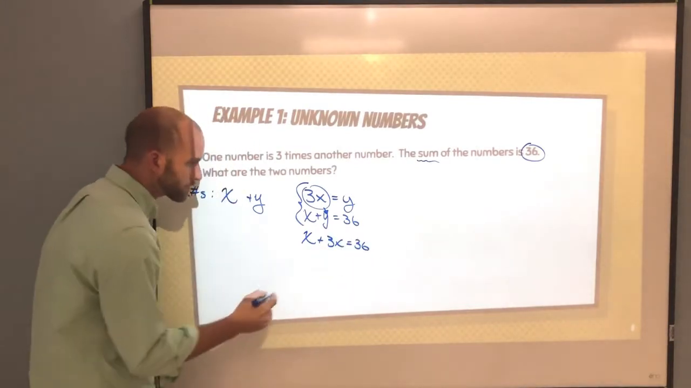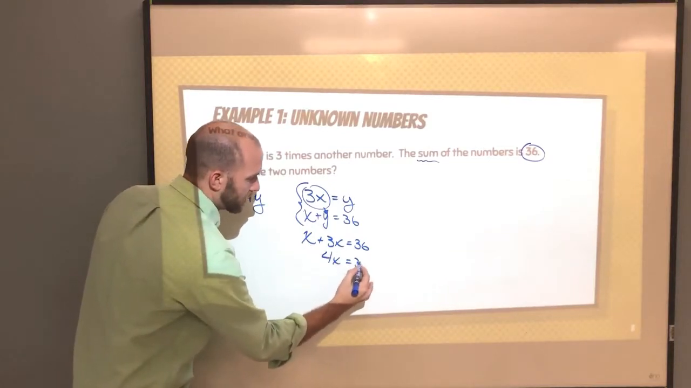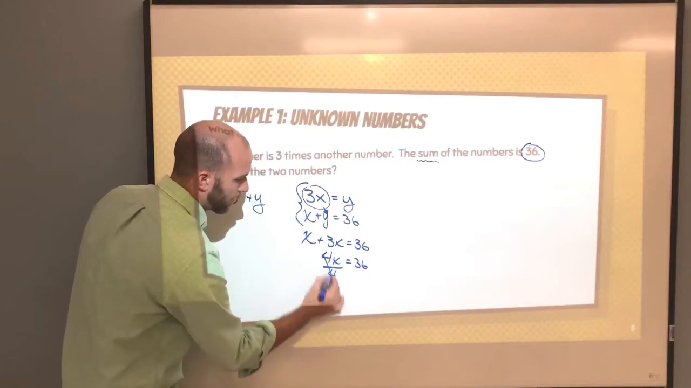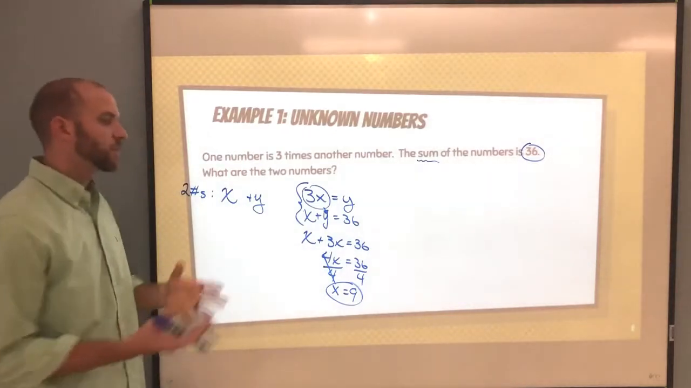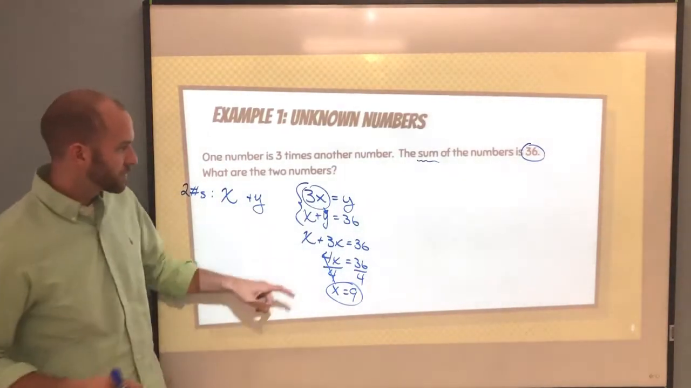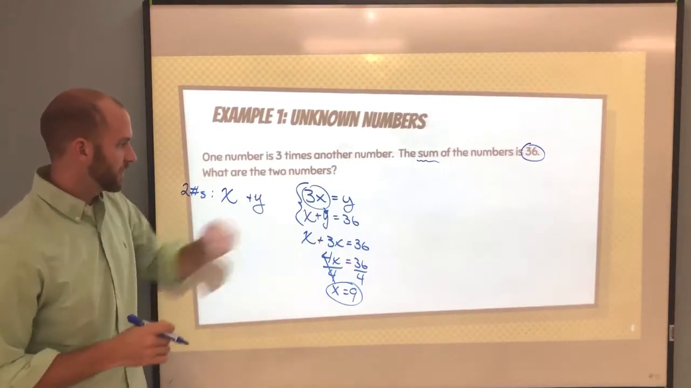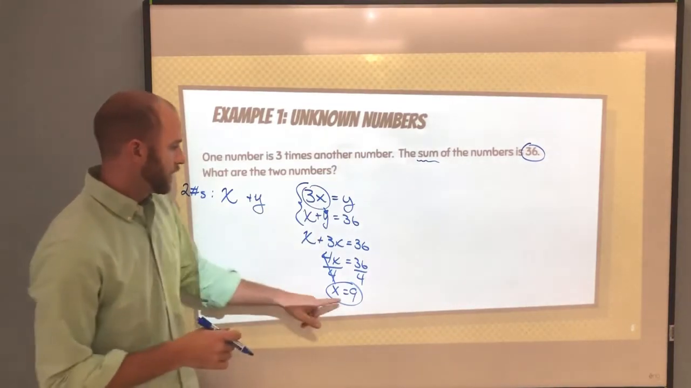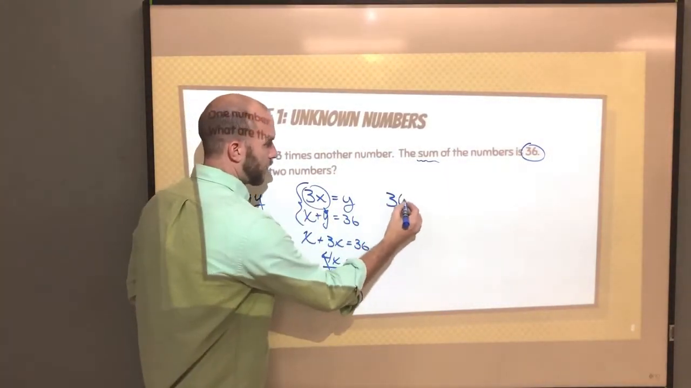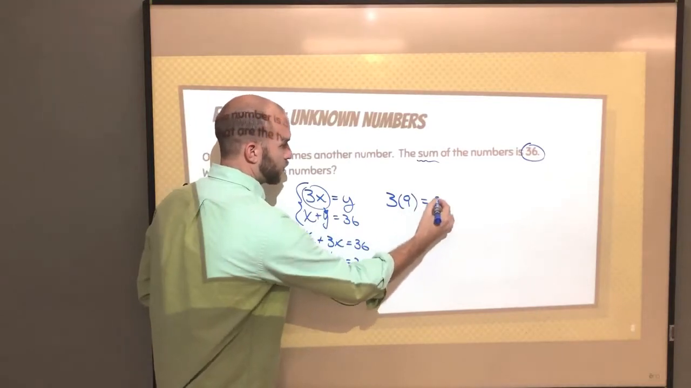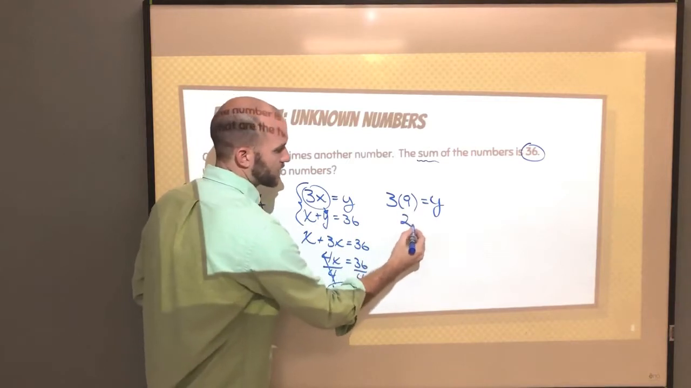Okay? So if I do X plus 3X, that will give me 4X is equal to 36. We'll divide by 4, so X will give you 9. Now the next thing we want to do in our substitution of this stuff is pick an original equation, and we're going to substitute this into either one of the original equations, okay? So let's go ahead and substitute this into the top equation. Why not? 3 times our X value of 9 is equal to Y. Okay? So 3 times 9 is 27.